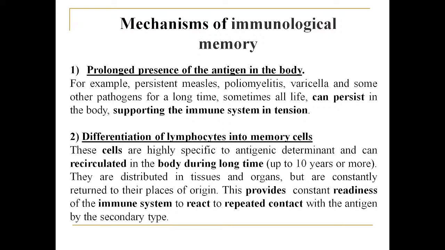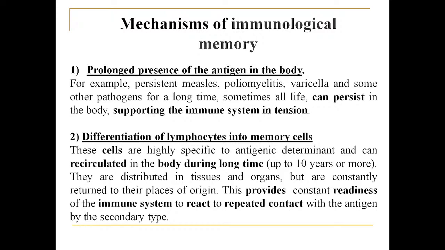Mechanisms of immunological memory. The first one: immunological memory is formed because of prolonged presence of the antigen in the body. For example, persistent measles, poliomyelitis, varicella, and some other pathogens for a long time, sometimes all life, can persist in the body, supporting the immune system in tension.